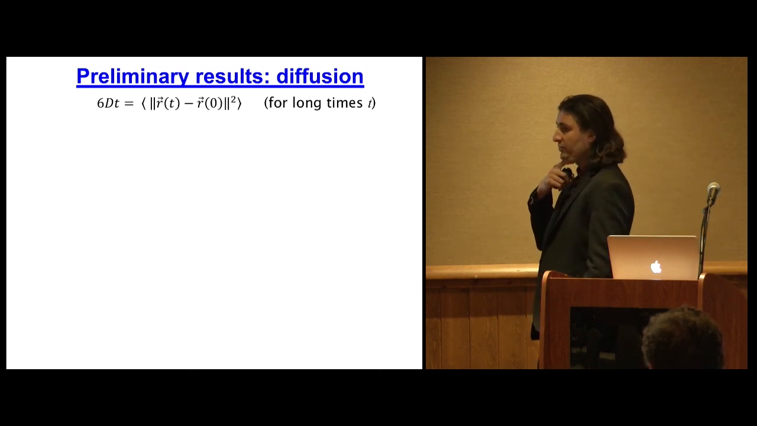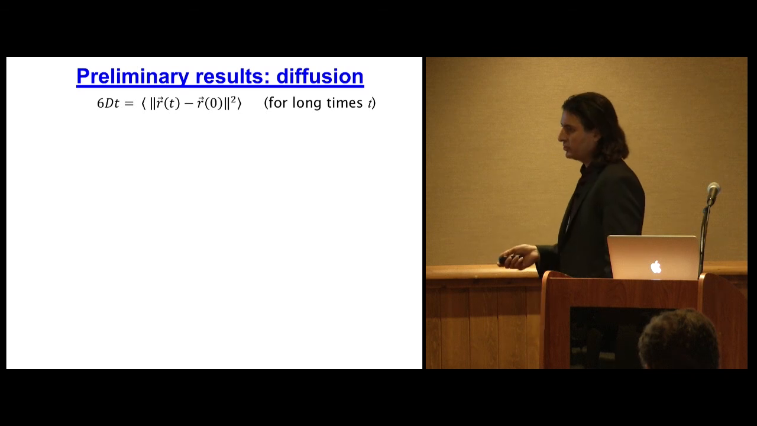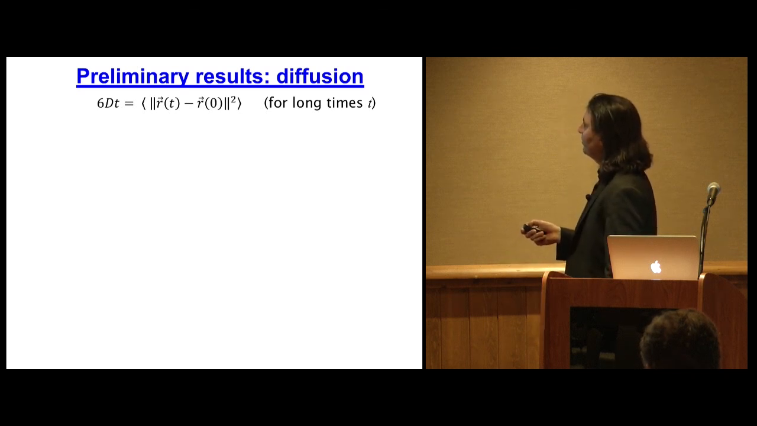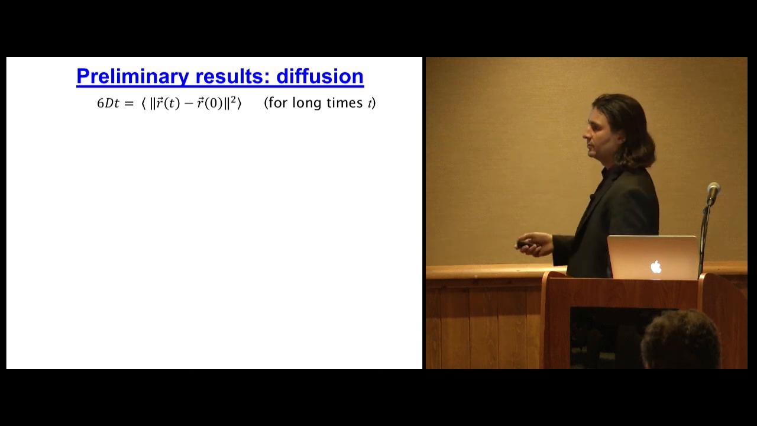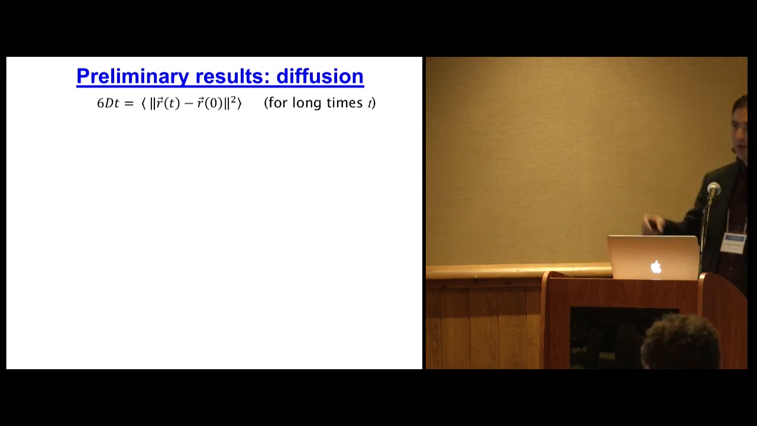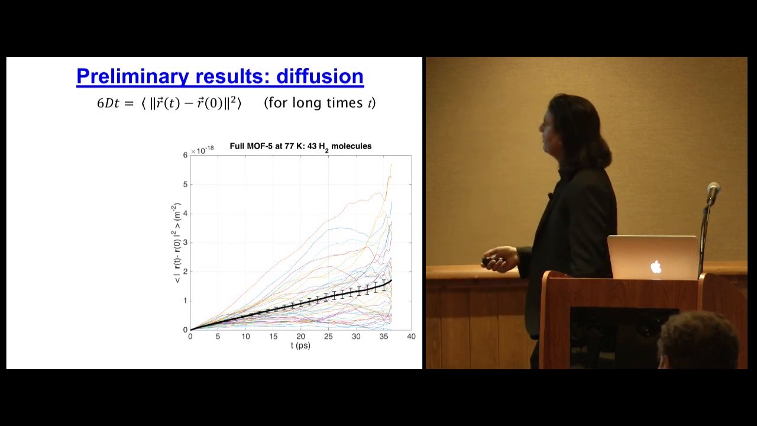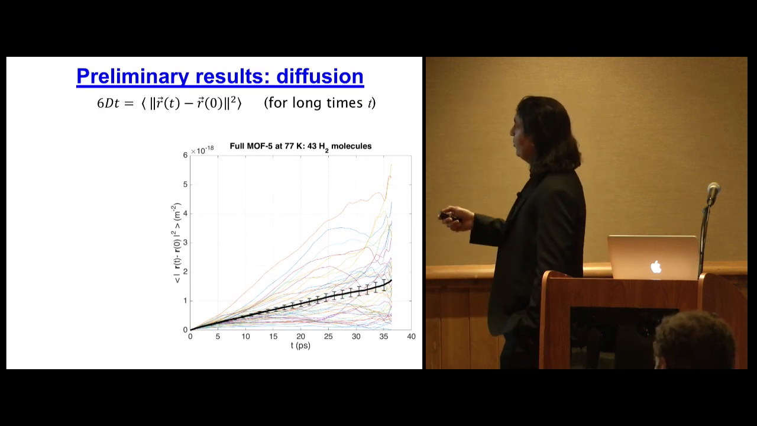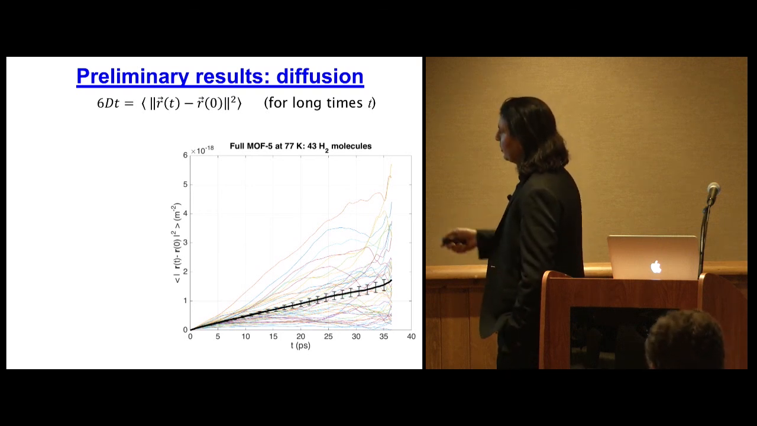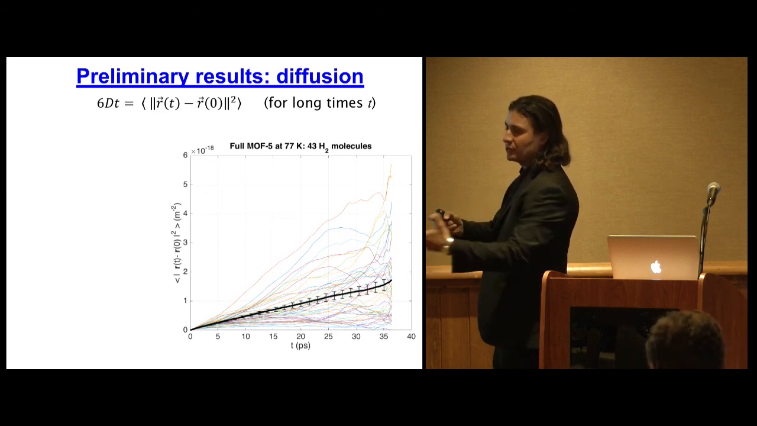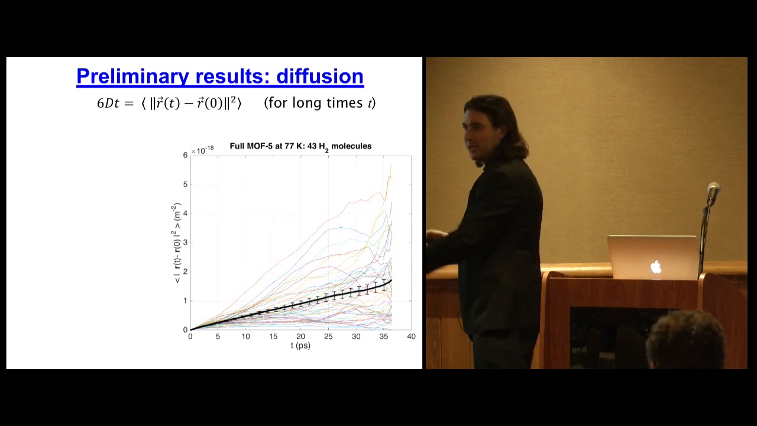Diffusion, however, is a quantitative thing. Here's a standard equation for 3-dimensional diffusion out of a textbook: if you know where your thing is at time 0 and where it is at time t, you subtract the vectorial position, square it, take the average over your ensemble, and look at it as a function of time. For long times, it should be linear in t, and the coefficient is 6 times the diffusion constant. So here's literally what we do. This is the big MOF with 43 molecules, at 77 Kelvin. I'm plotting this versus elapsed time. It's a little more complicated because this is actually time elapsed, so we're averaging over the simulation for the shorter times.